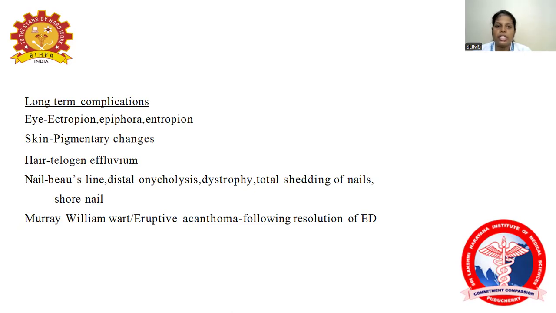Hair: chronic telogen effluvium. Nails: Beau's lines, distal onycholysis, dystrophy, total shedding of nails. Muehrcke lines, or eruptive acanthoma following resolution of erythroderma.